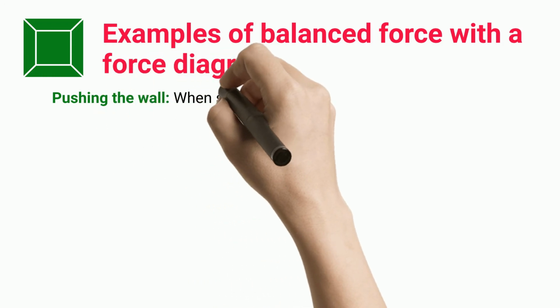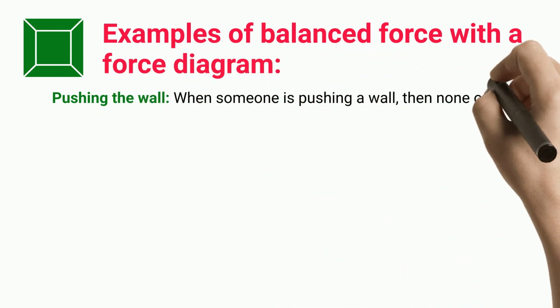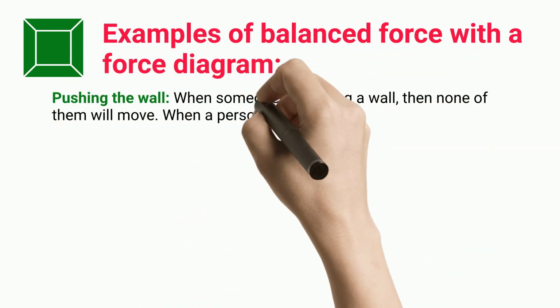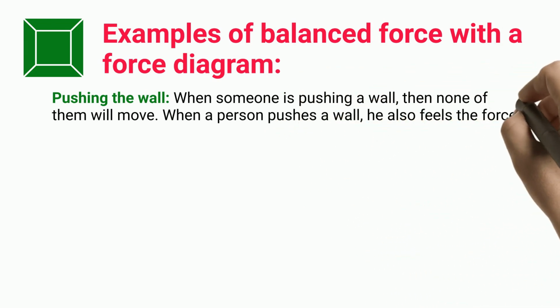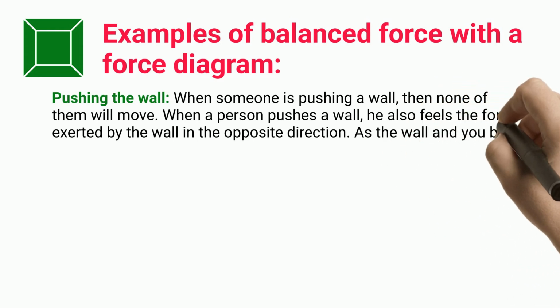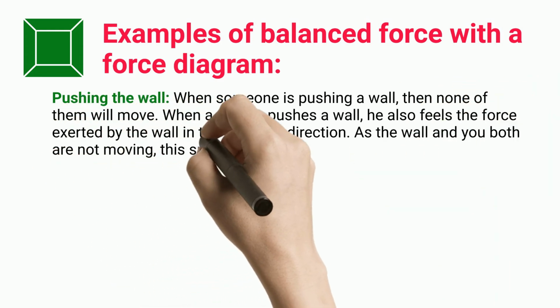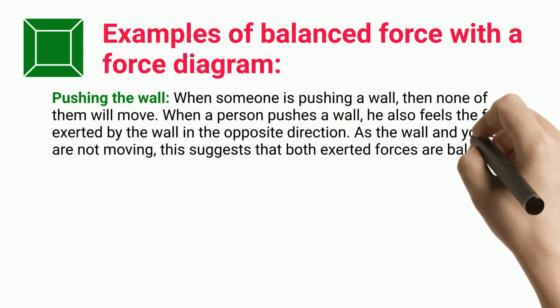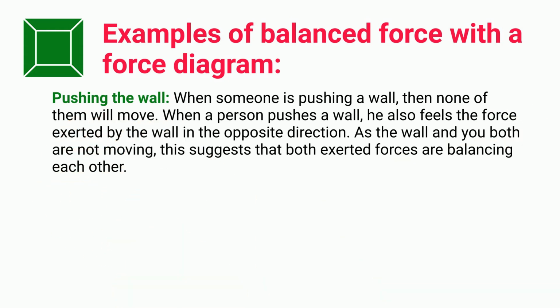Pushing the wall. When someone is pushing a wall, then none of them will move. When a person pushes a wall, he also feels the force exerted by the wall in the opposite direction. As the wall and you both are not moving, this suggests that both exerted forces are balancing each other.